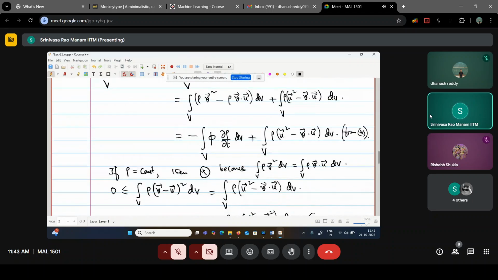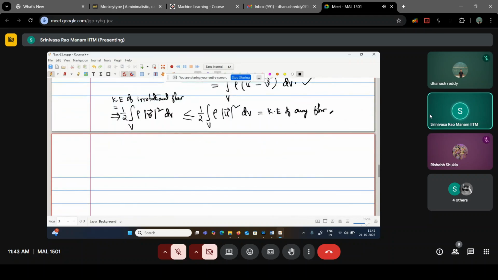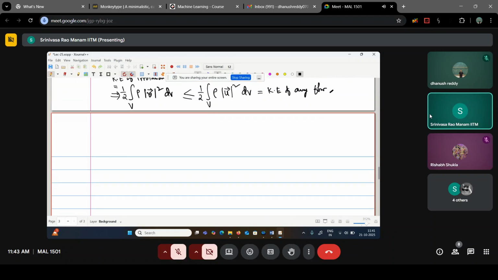You can show that irrotational flow kinetic energy is actually smaller, a minimum. That is a minimal thing.